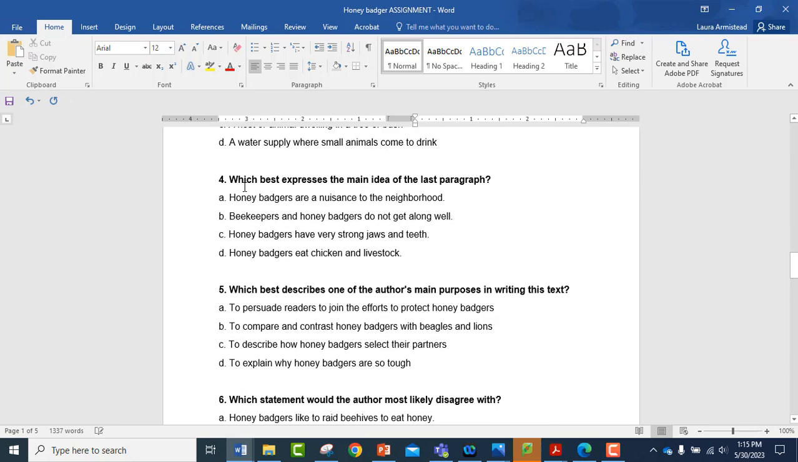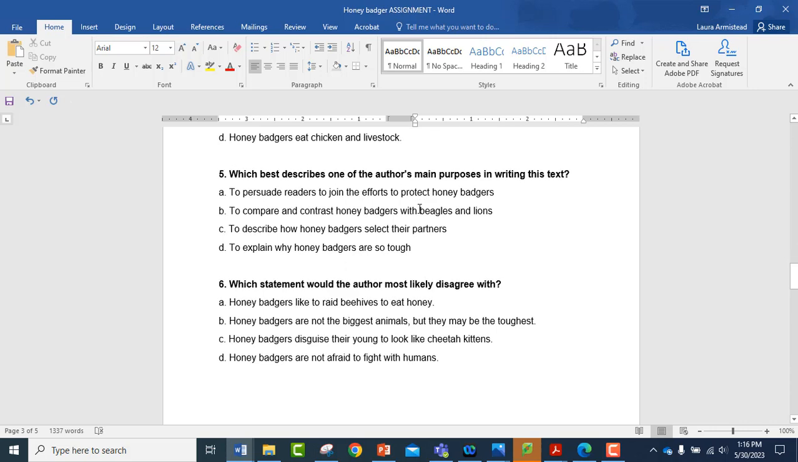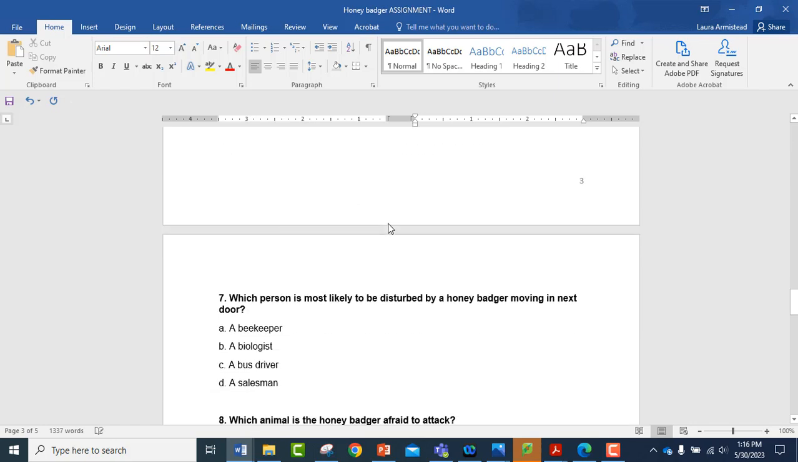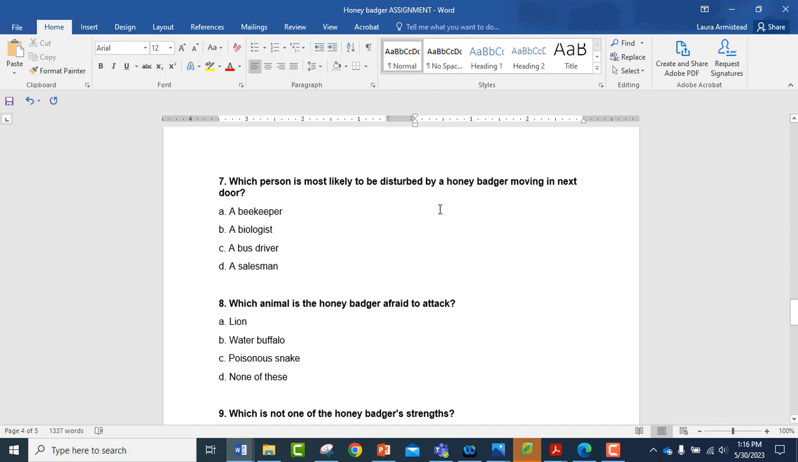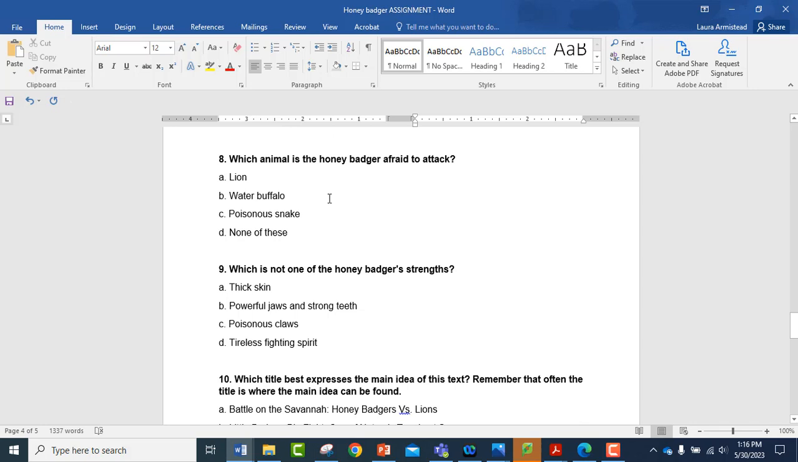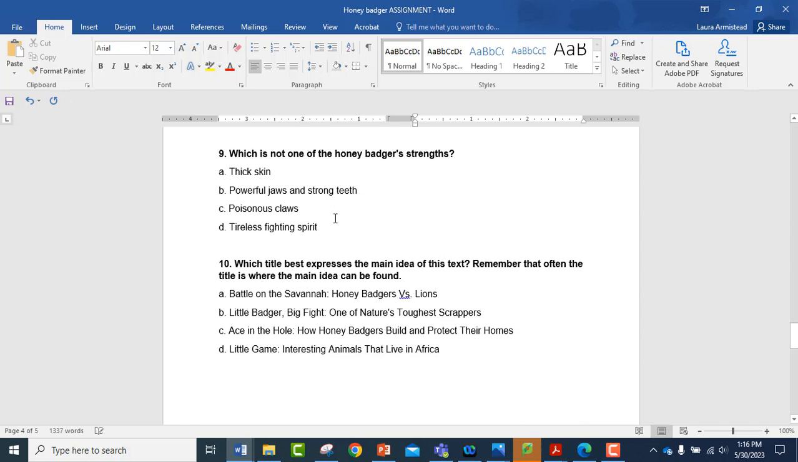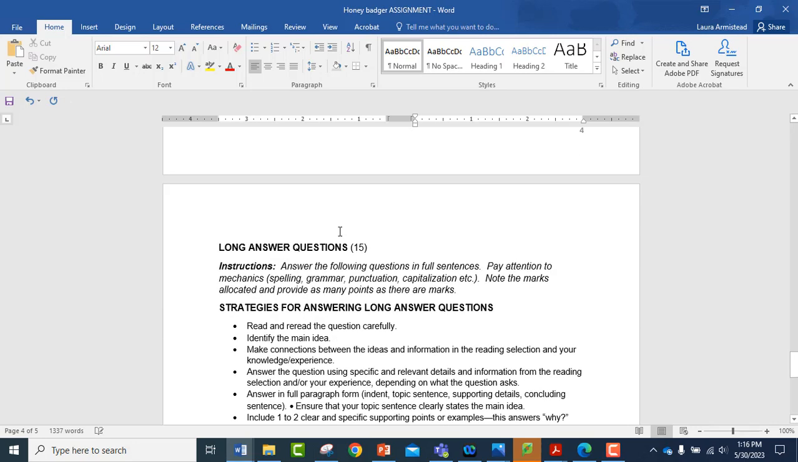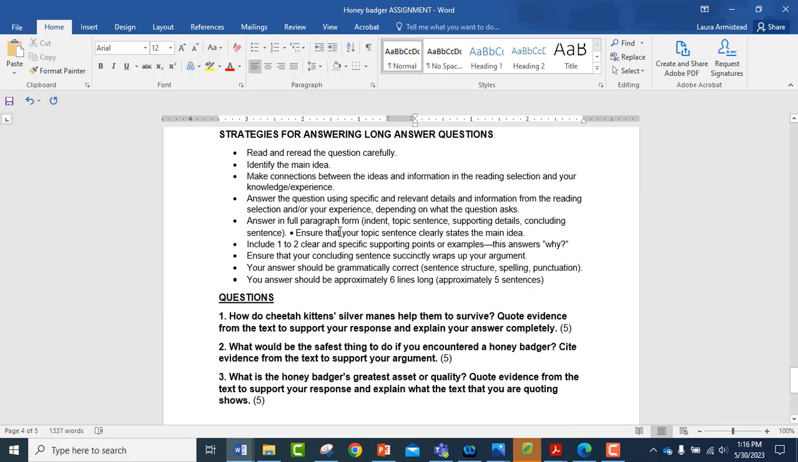It also asks which best expresses the main idea of the last paragraph, which best describes one of the author's main purposes in writing the text, which statement would the author most likely disagree with, which person is most likely to be disturbed by a honey badger moving in next door, which animal is the honey badger afraid to attack, which is not one of the honey badger's strengths, and which title best expresses the main idea. Remember that often the title is where the main idea can be found. So those were the multiple choice.